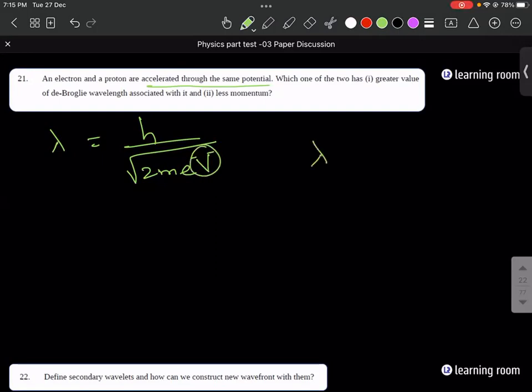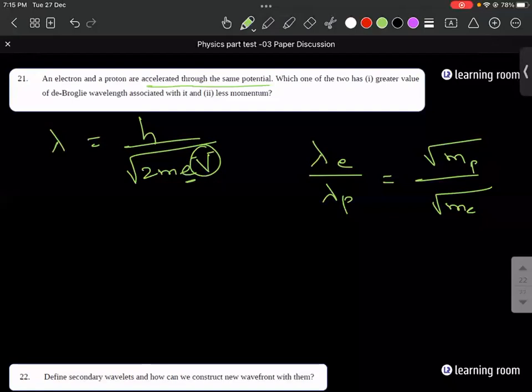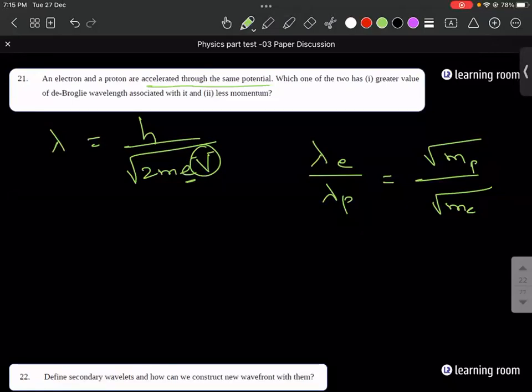So when everything else is same, charge is same for electron and proton. So lambda of electron divided by lambda of proton will be equal to square root of mass of proton by square root of mass of electron. So which one is heavier? Proton. So answer will be greater than 1. So wavelength of electron is greater than the wavelength of proton.